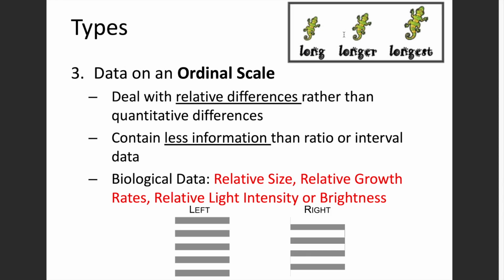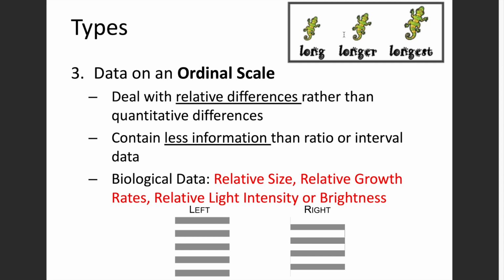Okay, it's data on an ordinal scale. So from the name itself, ordinal scale, it gives us the sense of order, ranking. So for example, long, longer, longest, small, medium, large. It gives us relative differences rather than hard quantitative differences among our measurements, among our data. Although the thing here with ordinal scale is that it contains a wee bit less information than, for example, our ratio or interval scale data.